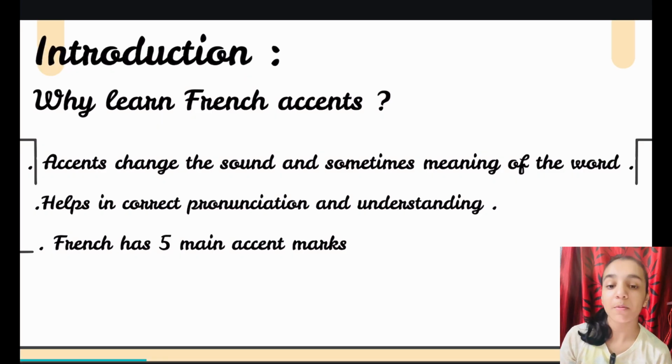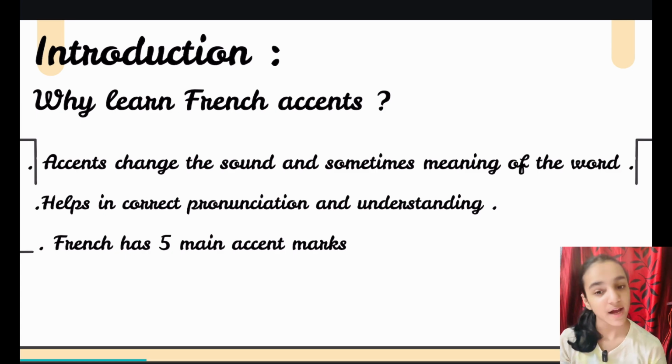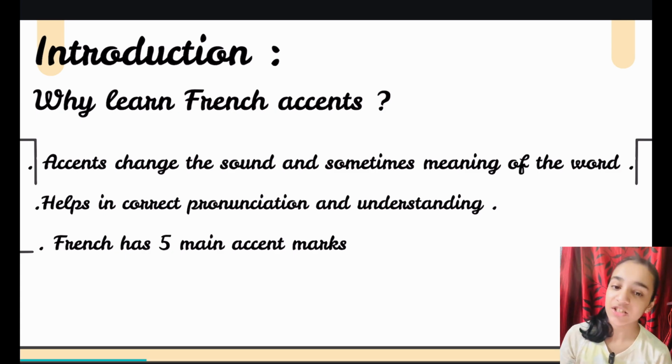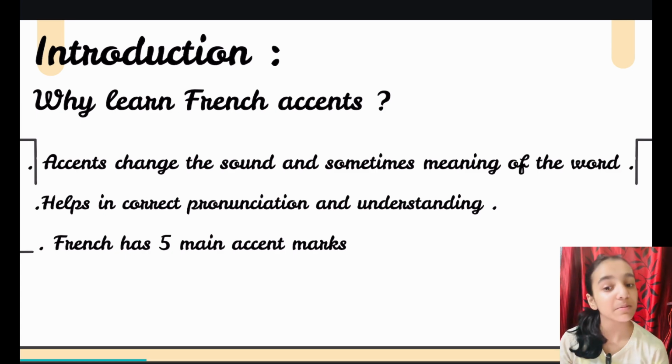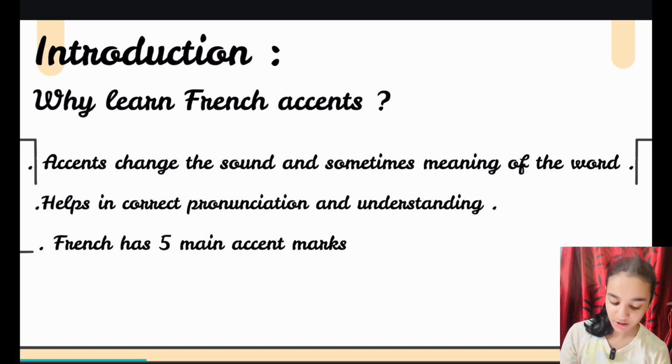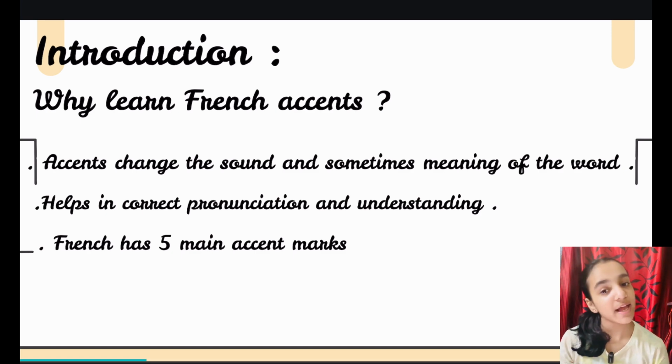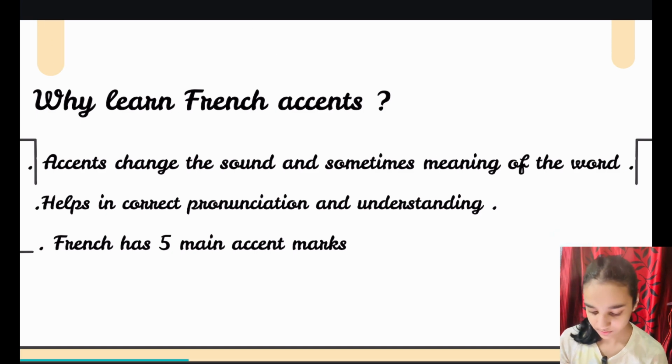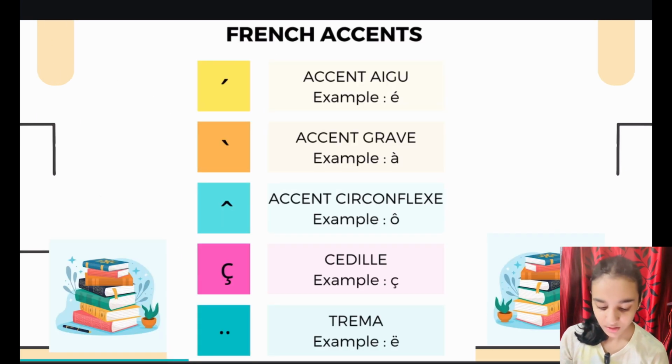Let me give you a brief introduction about the French accents. While learning French, accents change the sound and sometimes the meaning of the word. It helps in correct pronunciation and understanding. French has 5 main accent marks. Let's see what those accent marks are. So these are the 5 main accent marks.